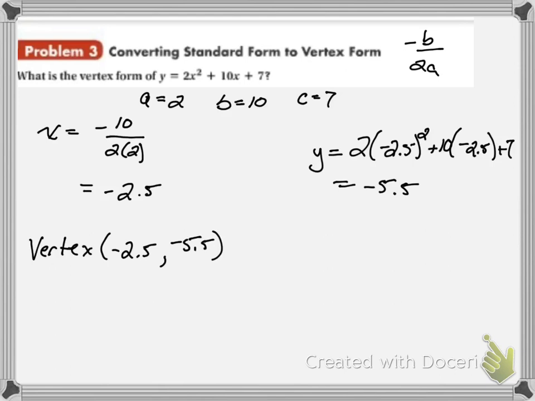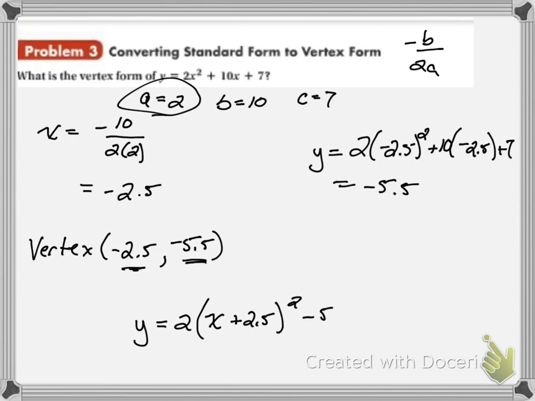So let's write it in vertex form. That's y equals a. Well, I know what a is. a is 2, so that goes out front. x minus h, so x minus a negative 2.5 is x plus 2.5, squared. And then what's the y? Minus 5.5. And there's your vertex form.